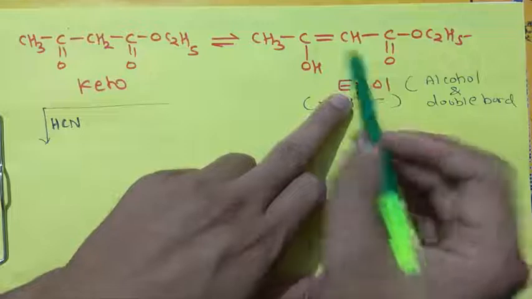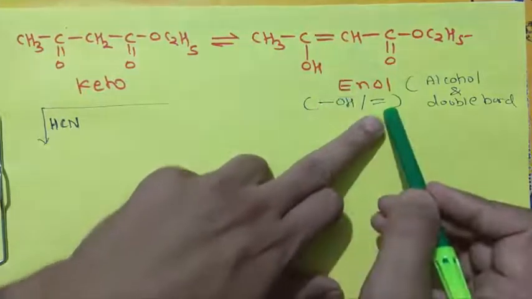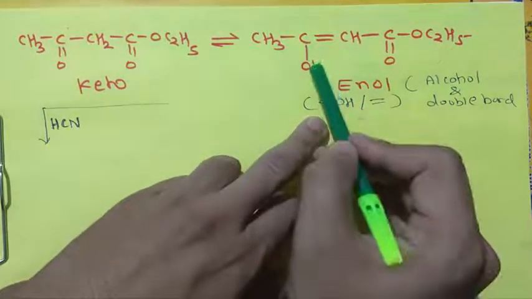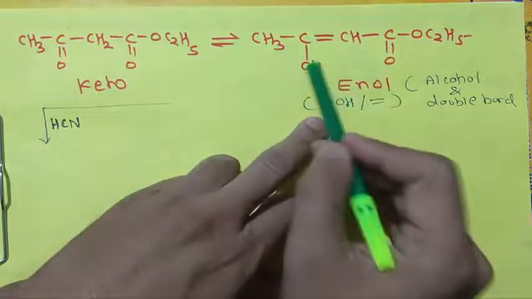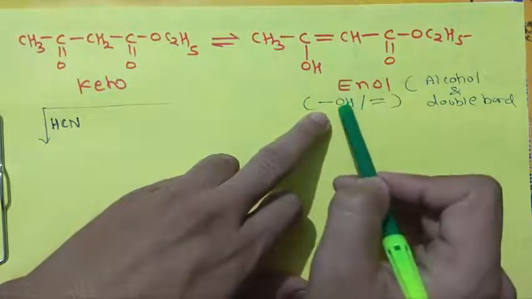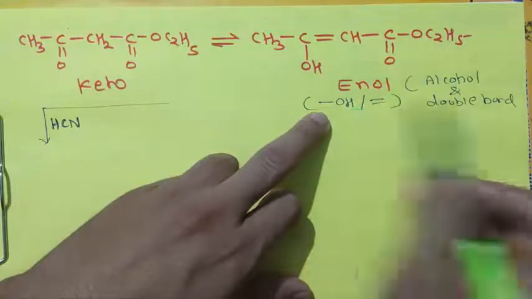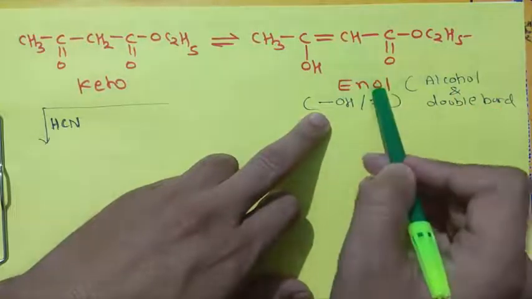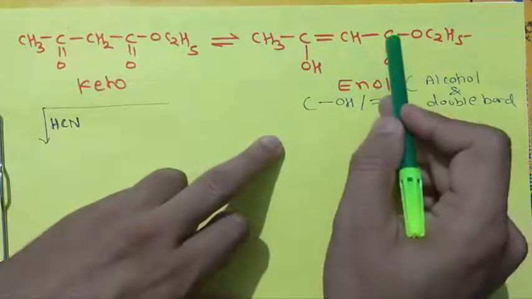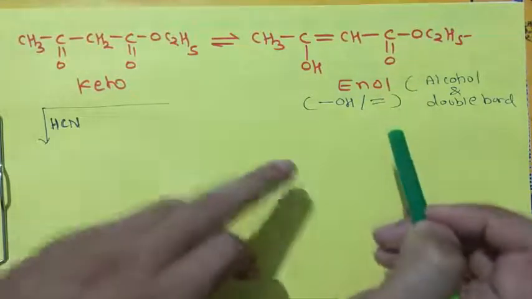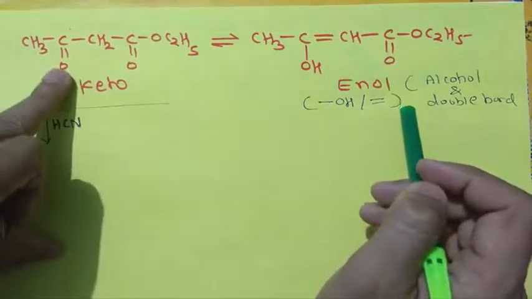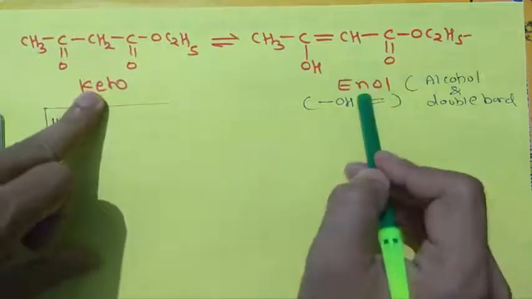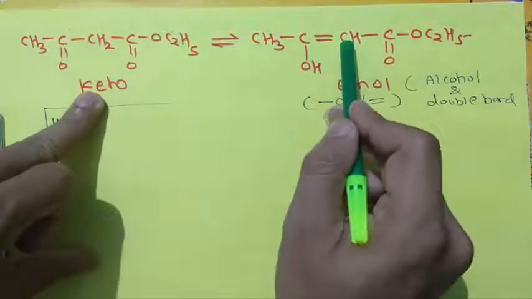See the structure of this enol form. In this enol form the C double bond C, means a double bond, is present. Again, what is this? This is the alcohol. The OH is also present. The alcohol is also present, and the double bond is also present, and the carbonyl group is also present. Means the reactive group in the keto form is only the carbonyl group, and in the enol form the OH group and the C double bond C group.